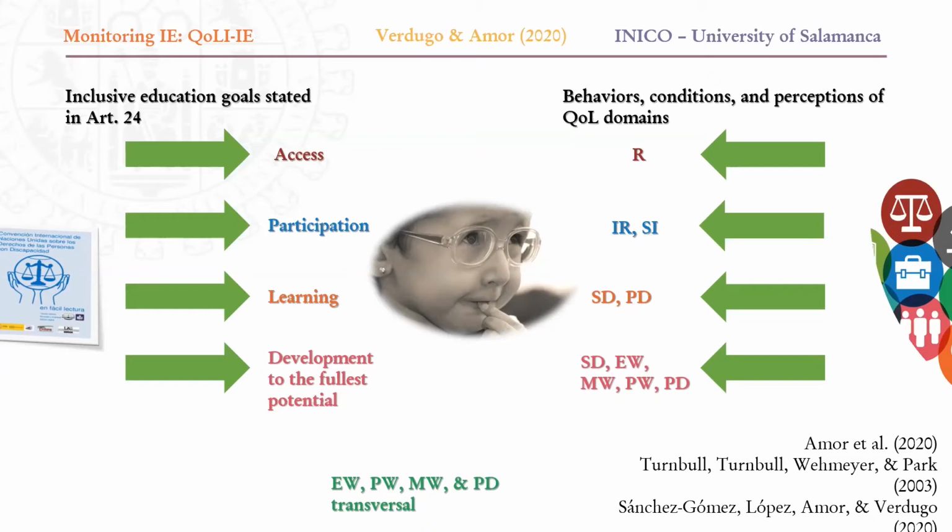According to Morningstar and her colleagues, emotional, physical, material well-being, and personal development are transversal domains of quality of life that contribute to all the four goals of inclusive education and that are critical to provide students with post-school transition outcomes to enhance their chances of social inclusion in the society.